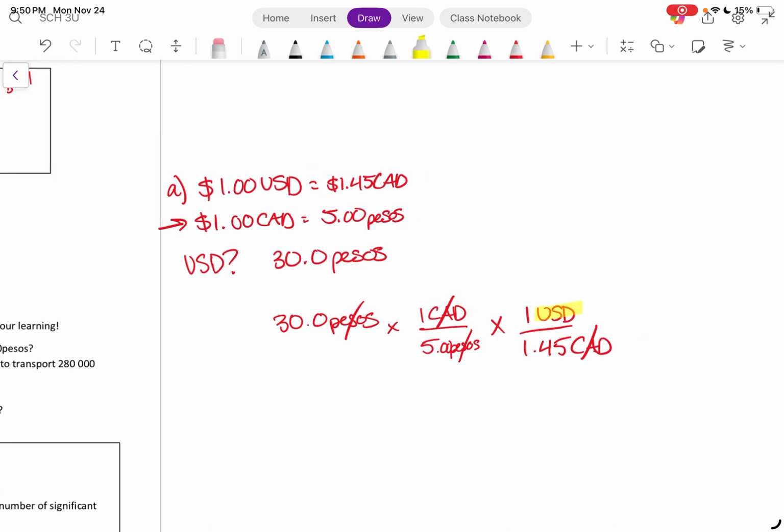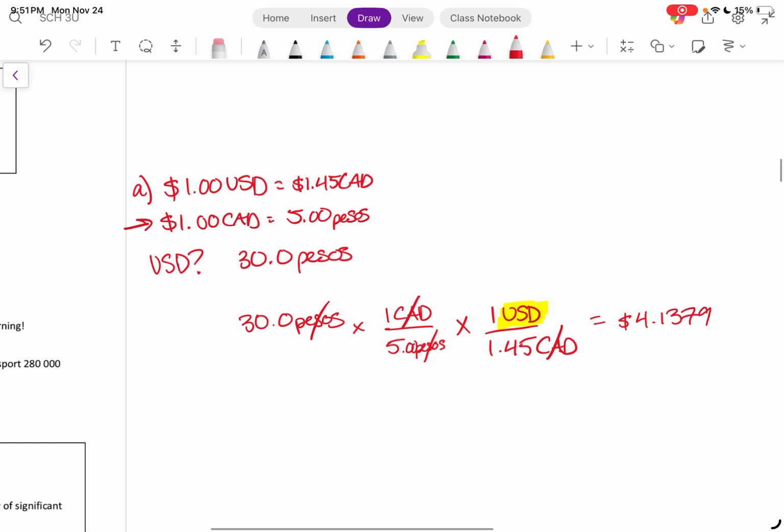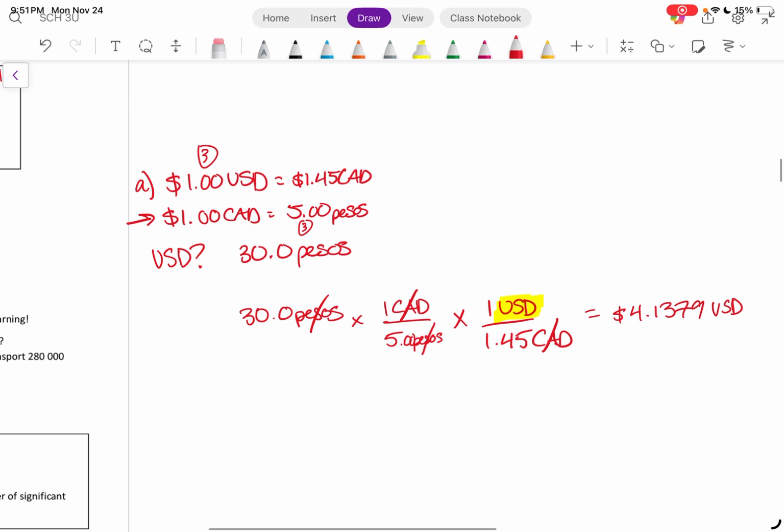The only unit I'm left with are my US dollars, and all I'm going to do is multiply and divide the numbers like I normally would in math. So now I have 4.1379 US dollars. Be careful though, because my lowest number of sig figs here is 3. Right, they all have 3 sig figs. Remember 5.00, those 2 zeros count because of the decimal point. So I'm going to properly express my answer with the right number of sig figs. So I'll have 4.14 US dollars.